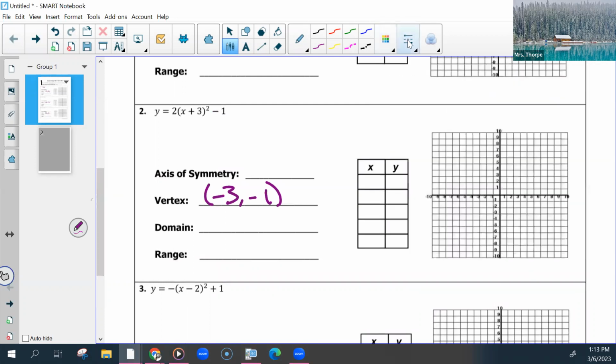What method, graph or table? Okay. So we have our vertex. We have our axis of symmetry. We know our domain. Those are all the same. Vertex still goes in the middle. You can fill out your X values.